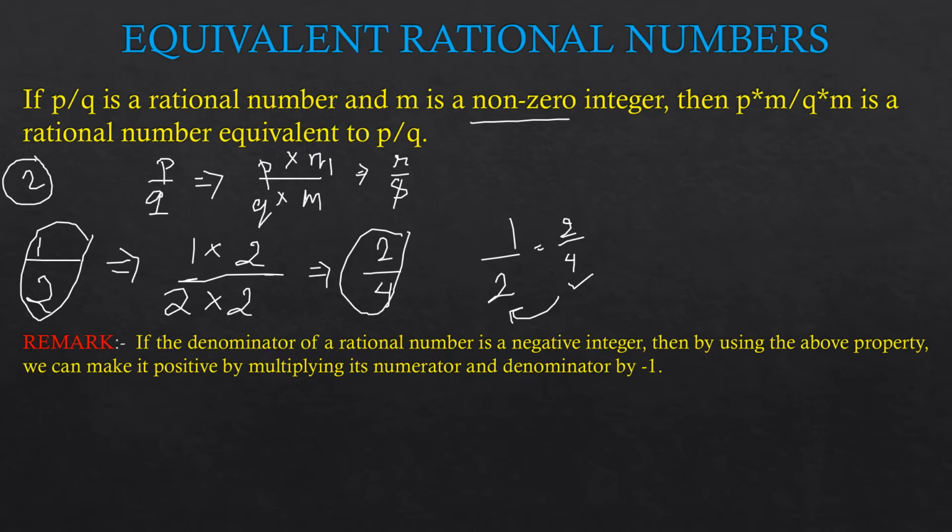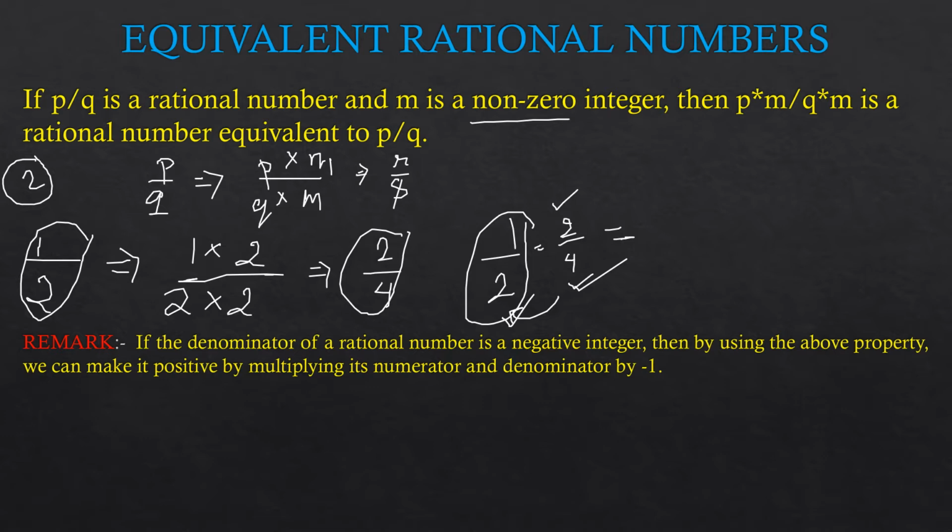Alright, what happens in equivalent rational numbers is that if we have 1 by 2, this 1 by 2 will show all the numbers which can be equivalent to 1 by 2. If we have to find two equivalent rational numbers of 1 by 2, this is 1, and the other we have got by multiplying 2 to numerator and denominator.